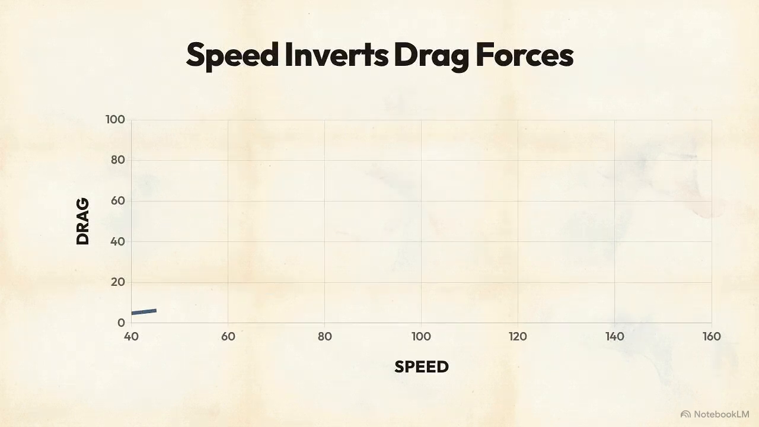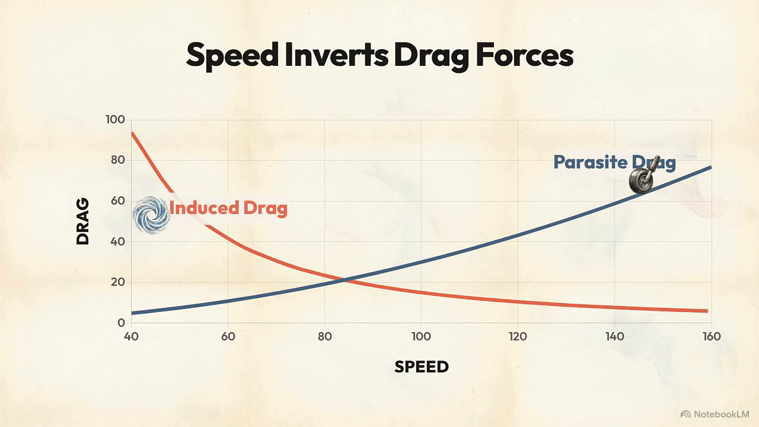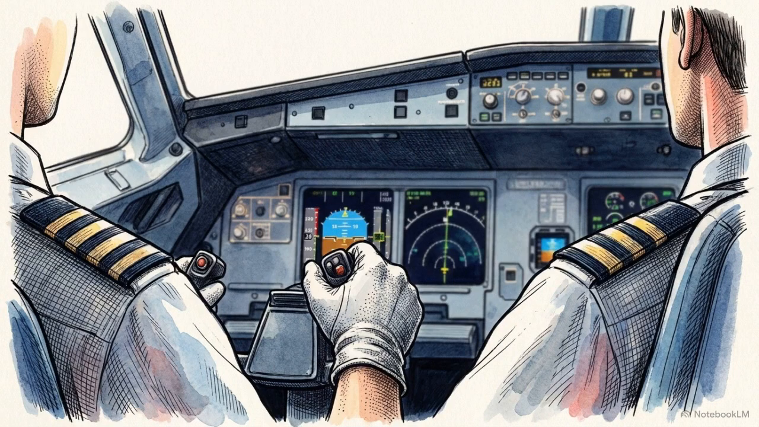The upward curve represents parasite drag, which is caused by the physical shape of the aircraft and skin friction. As the aircraft flies faster, parasite drag increases. The second curve is induced drag. This is the aerodynamic cost of creating lift, caused by wingtip vortices and downwash. Unlike parasite drag, induced drag is highest at low speeds. Effective throttle management relies on balancing these two different types of friction as speed changes.